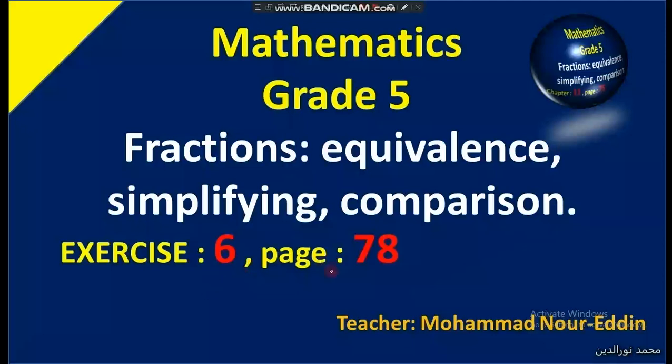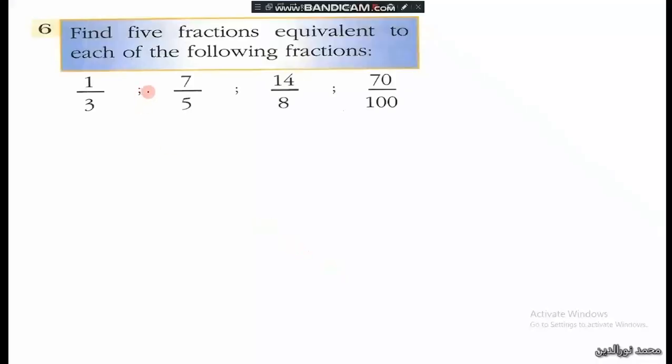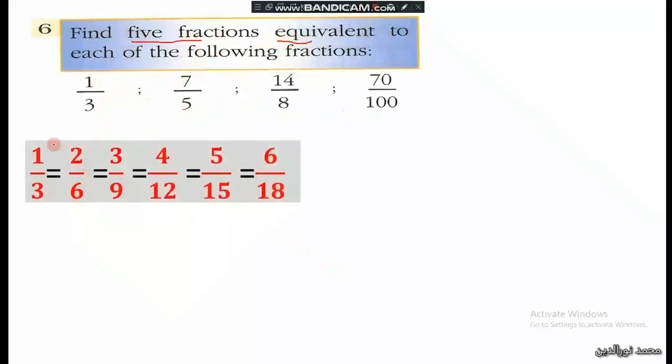Exercise 6 on page 78. Find 5 fractions equivalent to each of the following fractions. So if I want to find 5 fractions equivalent to these fractions that I have here. So 1 over 3, I want to find equivalent fractions for it.